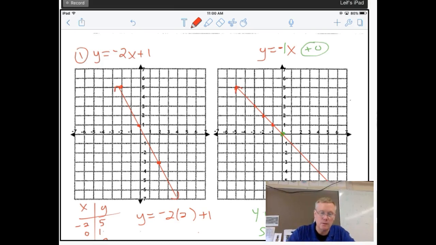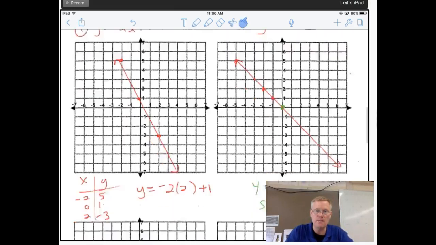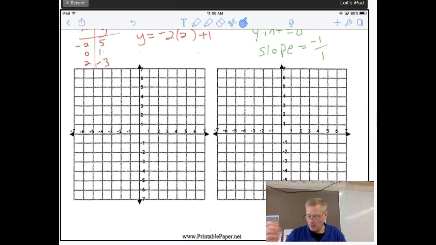Okay, so that's that graph. Now you could look at it and ask, does it make sense? Does it have negative slope? Yeah, it does. Does it have a y-intercept of 0? Yes, it does. Okay, all right. So that was that one.